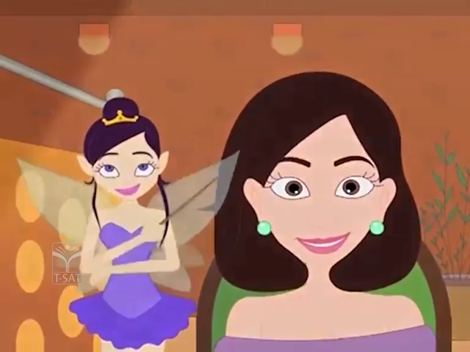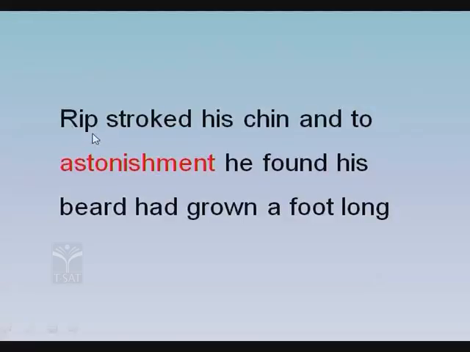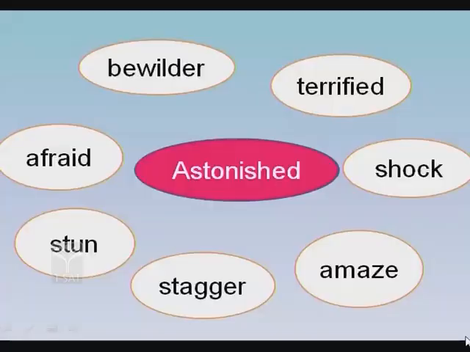Now children, look at this sentence. Rip stroked his chin, and to his astonishment, he found his beard had grown a foot long. This sentence is taken from the textbook, the Rip Van Winkle lesson. So, you could see the highlighted word astonishment. This word has many other related words: shock, amaze, stagger, stun, afraid, bewilder, terrified. So, these are the words related to astonished.